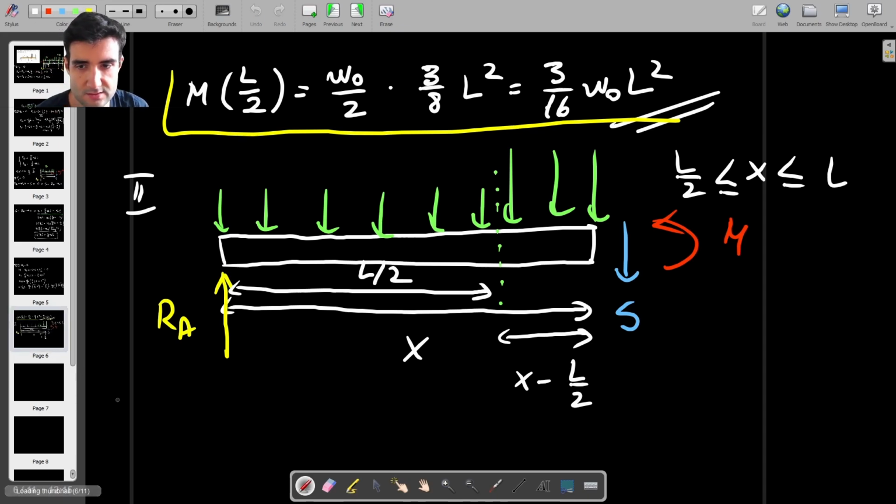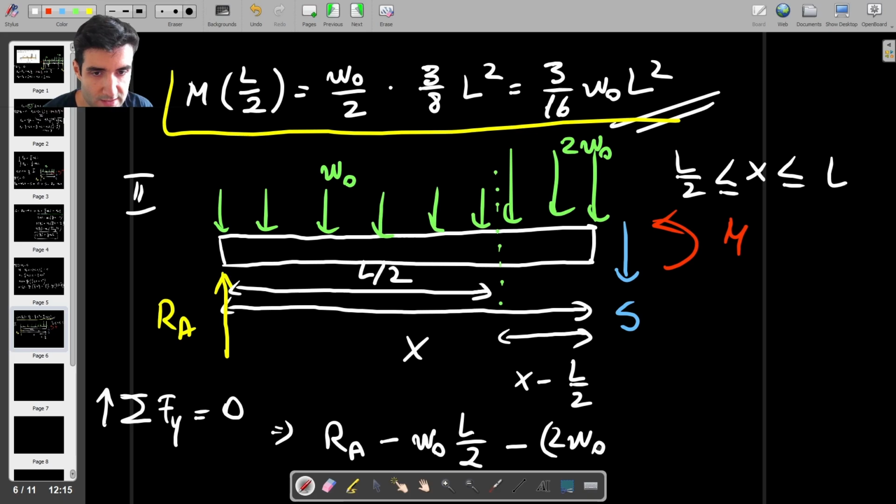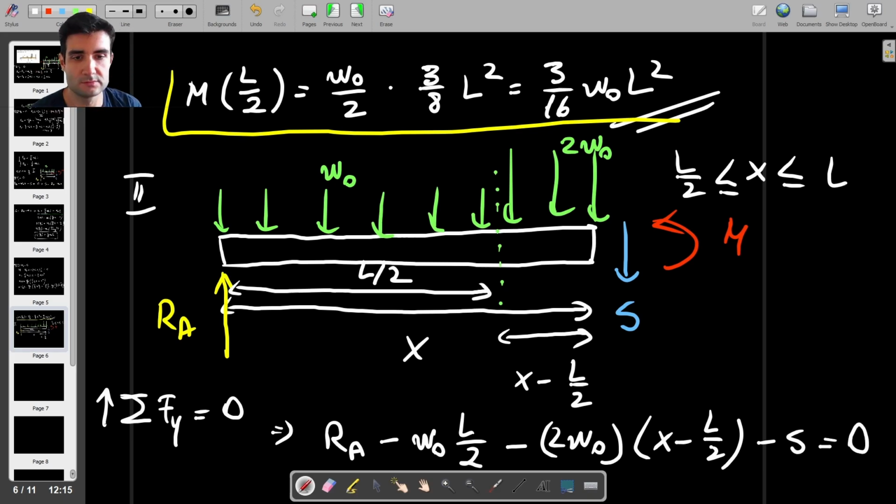So let's find the shear force. So we have sum of forces in the y direction is equal to 0, vertical is positive, and we have RA minus, so now we have two distributed loads. We have this one, which is W naught, and we have this one, which is 2W naught. So W naught is acting along a length of L over 2, and 2W naught is acting along this remaining length of X minus L over 2. And then we have minus S, and this is equal to 0.